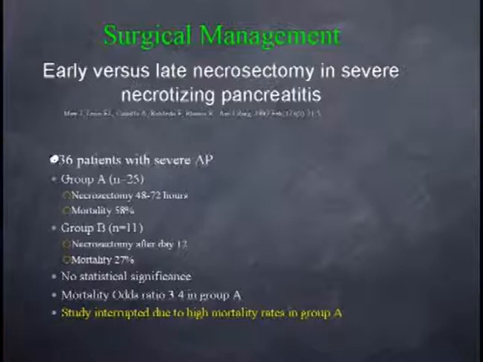Group A, 25 patients, underwent necrosectomy between 48 and 72 hours of the diagnosis, and the mortality of that group was 58%. In Group B, 11 patients, they did necrosectomy after 12 days of the diagnosis, so they waited long enough. They tried to maintain organ function, good critical care, volume, antibiotics, nutrition, and they waited as much as they could. Mortality in that group was 27%. Because of the sample size, there was no statistical significance, but there was a significant mortality odds ratio in favor of Group B compared to Group A. So the study was actually interrupted due to high mortality rate in Group A.